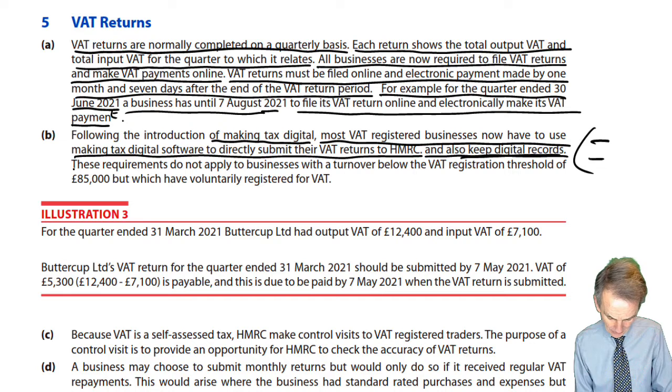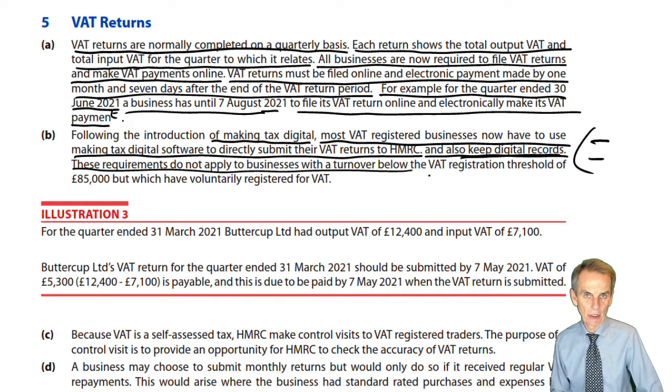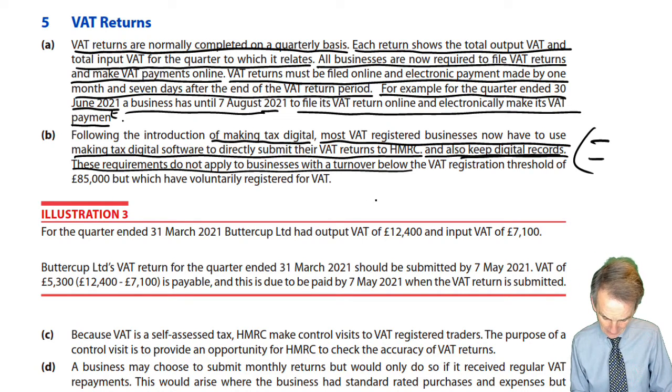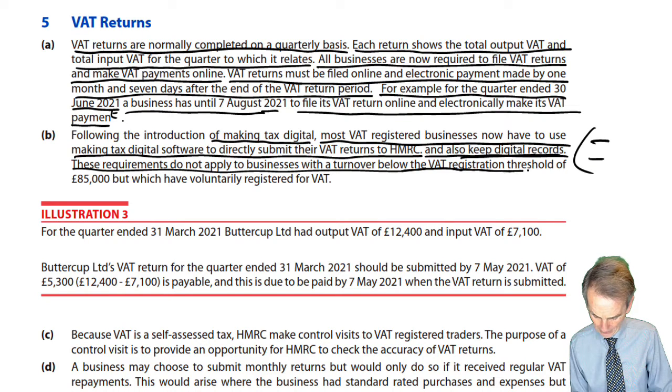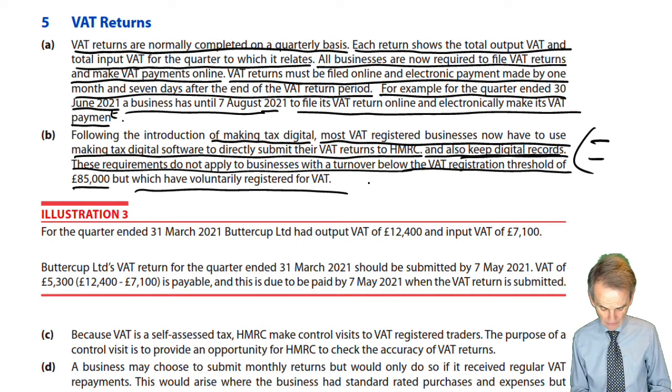The requirements under the Making Tax Digital rules for the submission of the online VAT returns and the payment online do not apply to businesses with a turnover below the VAT registration threshold of 85,000. But of course, you might be thinking, well, if you're below the threshold, you're not submitting VAT returns. Well, yes, you are, if of course you have voluntarily registered for VAT.